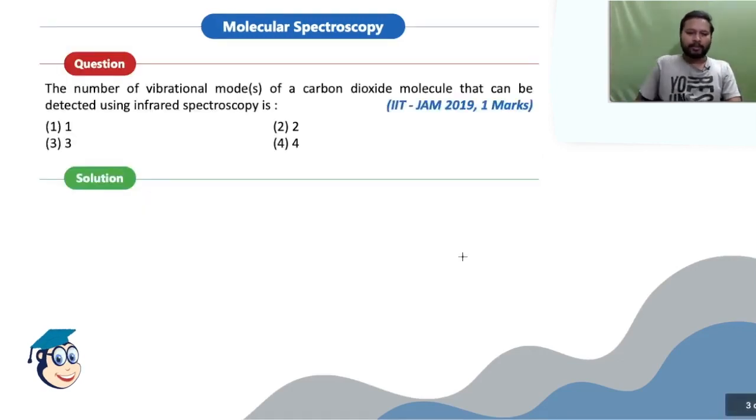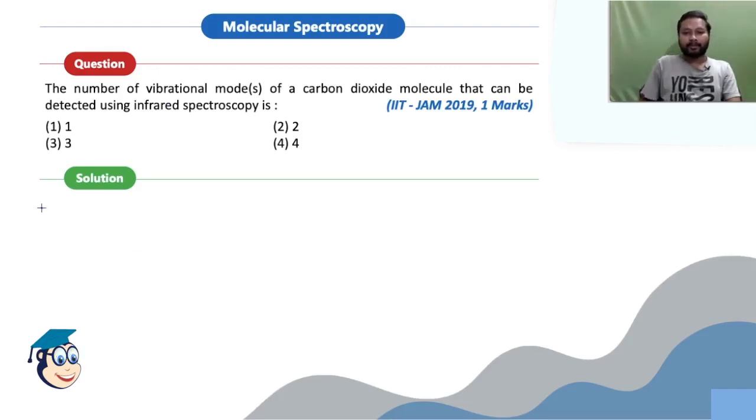Okay, so going further, I would take the first question over here, which was asked for 1 mark. The question is pretty simple. It says: the number of vibrational modes of carbon dioxide molecule that can be detected using IR spectroscopy. Now you know IR spectroscopy determines the vibrational frequencies, so it depends upon how many vibrational degrees of freedom you have. So the number of vibrational modes will be the number of vibrational degrees of freedom. That's how we do basically all the questions.